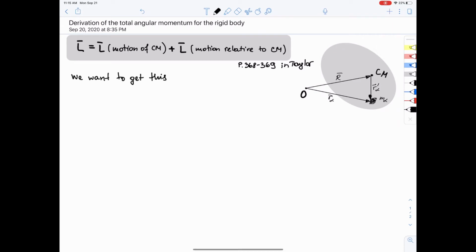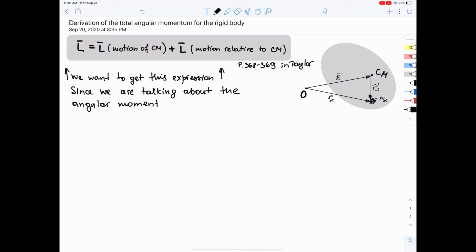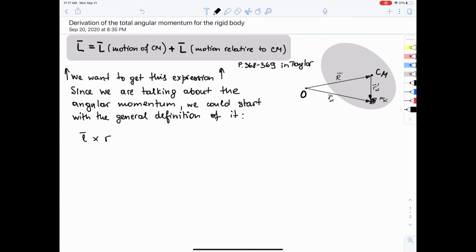Hey guys, today we want to derive the angular momentum expression for the rigid body, total angular momentum. And since we're talking about angular momentum, we should probably start the derivation with the general definition of the angular momentum for any single particle, which is the position vector r crossed with its linear momentum. Expressed in terms of the position vector, this is simply r cross m r dot.